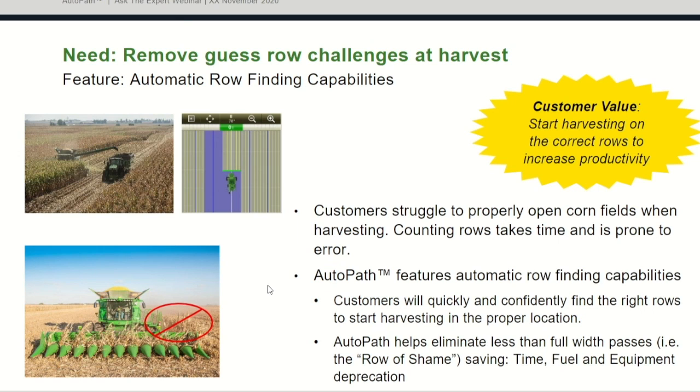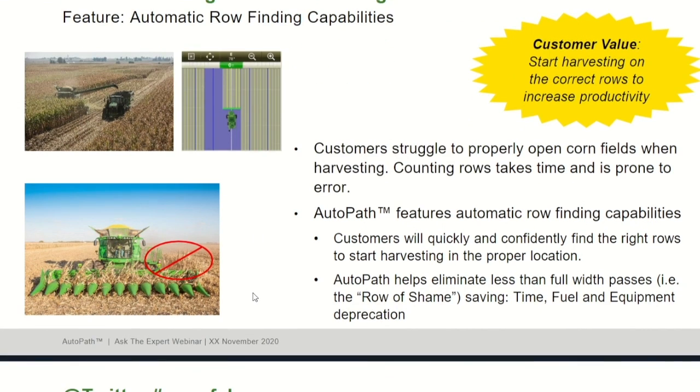Customers struggle with properly opening up cornfields when harvesting. Counting rows takes time and is prone to error. AutoPath features automatic row finding capabilities. Customers will quickly and confidently find the right rows and start harvesting in a proper location.